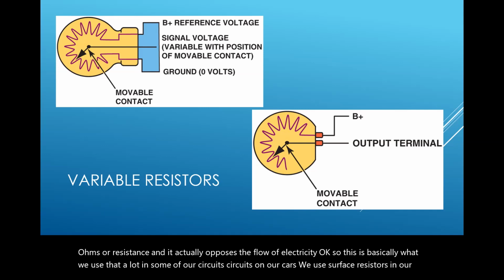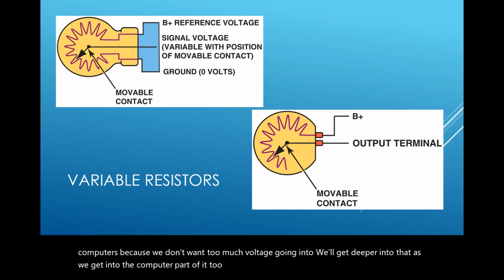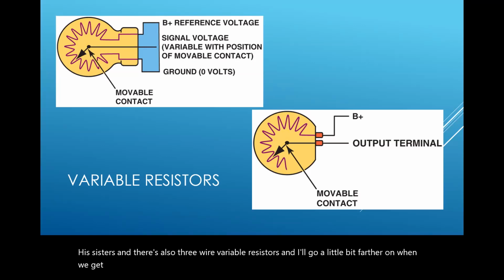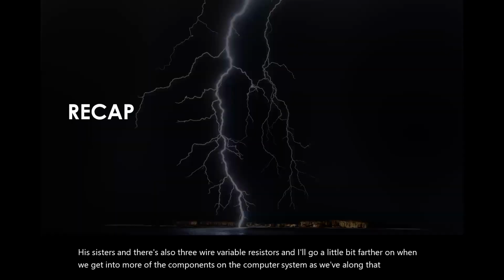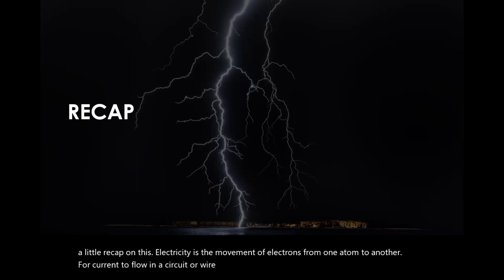And also there are variable resistors. There are 2-wire variable resistors, and there are also 3-wire variable resistors. I'll go a little bit farther on that when we get into more of the components on the computer system. So just a little recap on this. Electricity is the movement of electrons from one atom to another. For current to flow in a circuit or wire, there must be an excess of electrons at one end and a deficiency of electrons at the other.